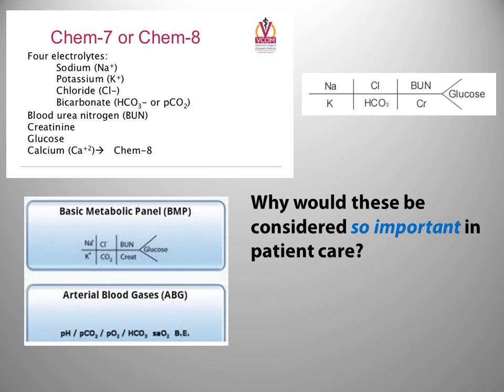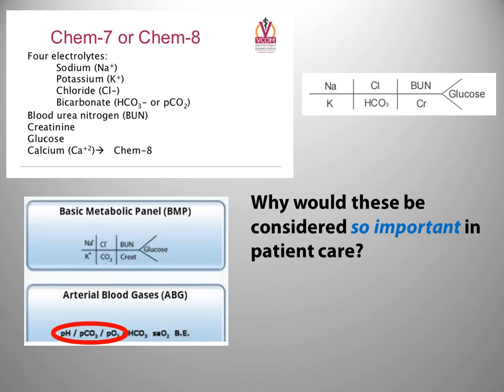Okay, and if we could look at a full report, we might have our Chem 7 right here, along with blood gases. And guess what? pH. Okay, PCO2. Okay, why are those important? It gets back to protein function. If you don't have protein function, you don't have life.